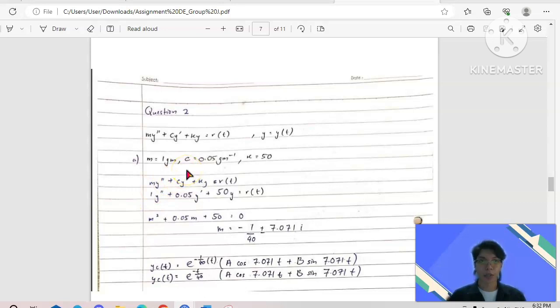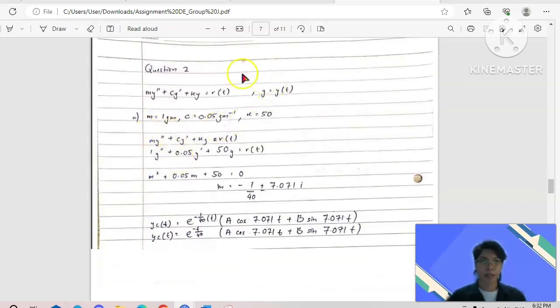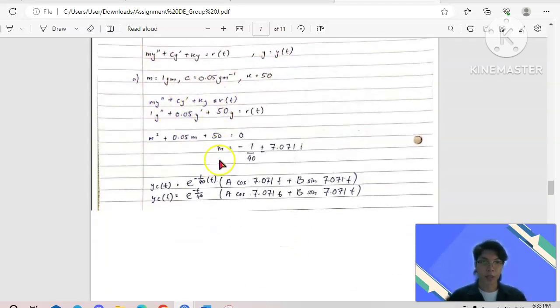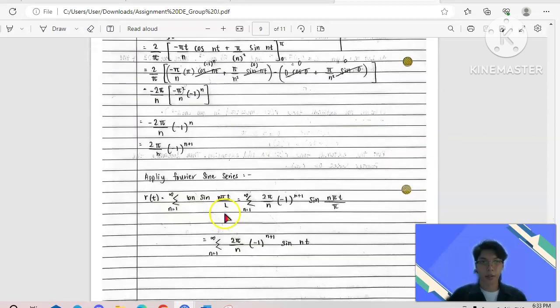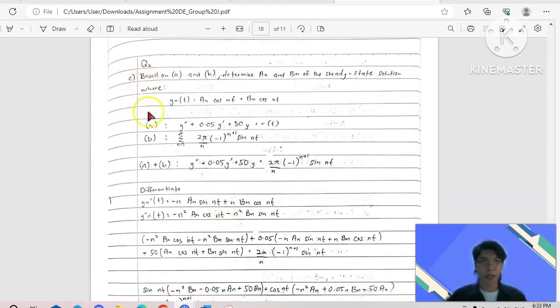Okay, today I'm going to explain about question 2A. This is the question given, and then we convert it as M, and we make it a homogeneous equation equal to 0, and then we get conjugate function because at the back we got I, and then we make it as ODE equation.